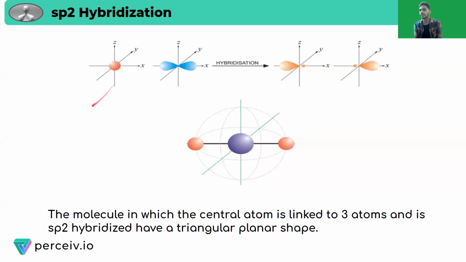So sp2 hybridization, can you see here? One s orbital and two p orbitals, when combined, undergo formation of this. The molecule in which the central atom is linked to three atoms and has sp2 hybridization has a trigonal planar shape. So we have understood that, right? Now let's see an example of this.